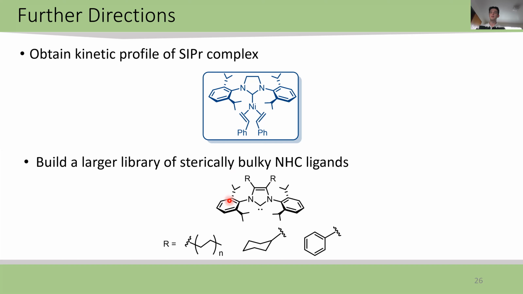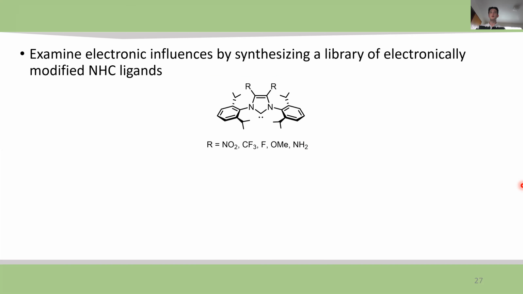Additionally, we can imagine increasing the size of that NHC even more and seeing if there's sort of an upper limit to the effect of sterics on alkene isomerization. We can also think about changing the electronics a little bit more quantifiably. Because we didn't see any clear trends in reactivity with regards to product distribution, that must mean there's some sort of electronic contribution as well. We could quantify this using this sort of line of electron withdrawing and electron donating substituents.